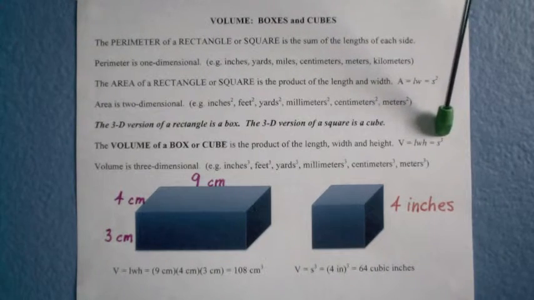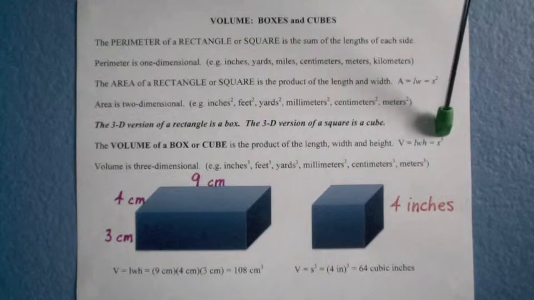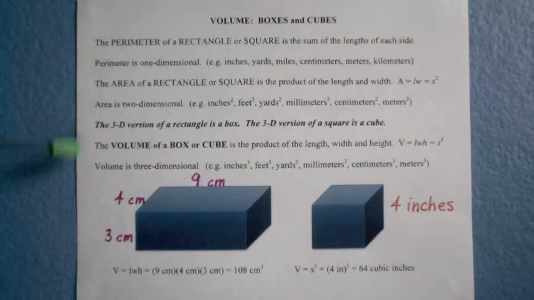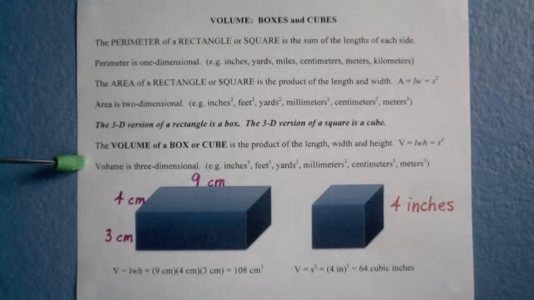In a cube, the length, the width, and the height are the exact same amount. So you can simply cube whatever the length of one side is. Volume is three-dimensional. For example, inches cubed, feet cubed, yards cubed, millimeters cubed, centimeters cubed, meters cubed.